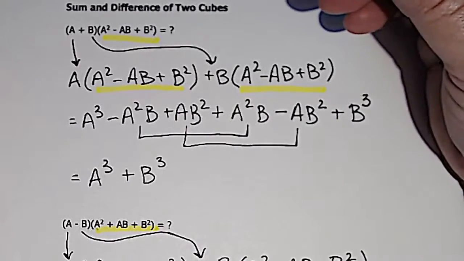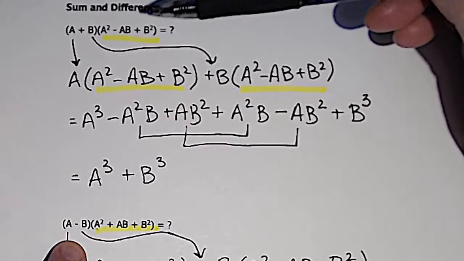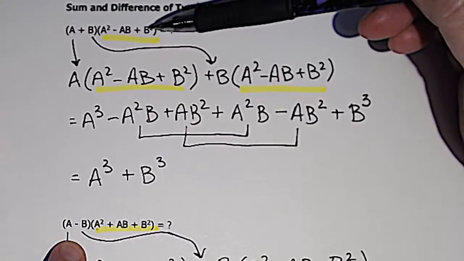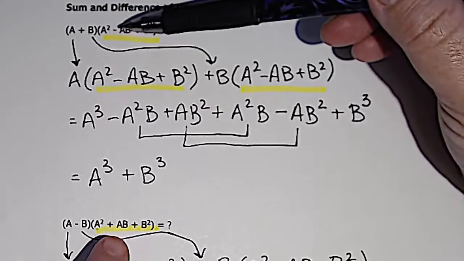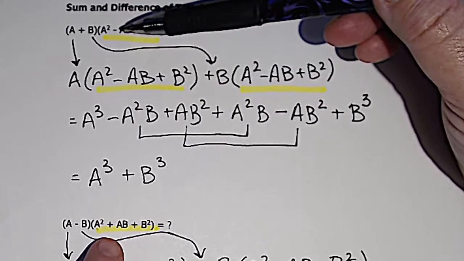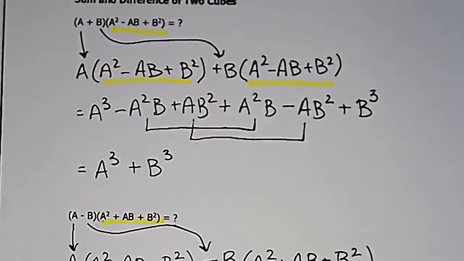Okay, so I've got a plus b here. I've got a minus b. a squared minus ab plus b squared, a squared plus ab plus b squared. So there are subtle differences. See right there and right there. So slight differences. Let's see what this does.